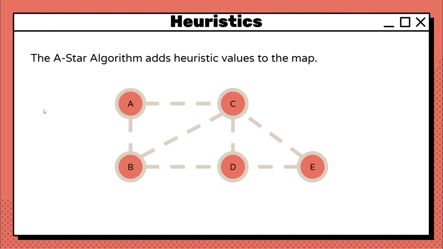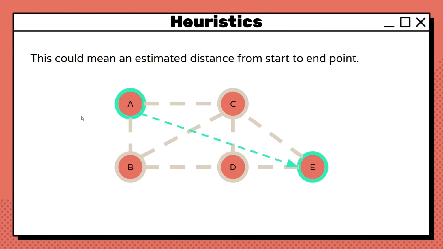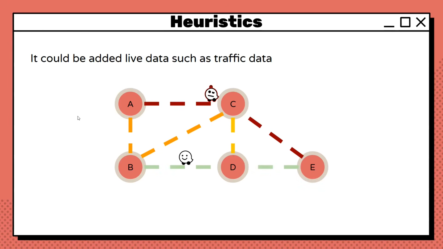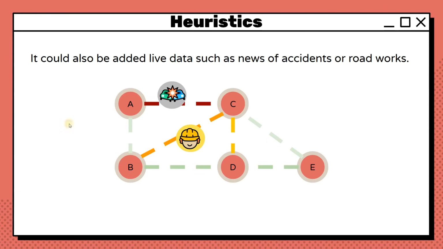The A-star algorithm adds heuristic values to the map. This helps us develop an educated guess. This could mean an estimated distance from start point to end point, possibly by drawing a straight line using the latitude and longitude. It could be added live data, such as traffic data, which can be in the form of a number of cars on a particular road or path. Or it could be added live data such as news of accidents or roadworks.